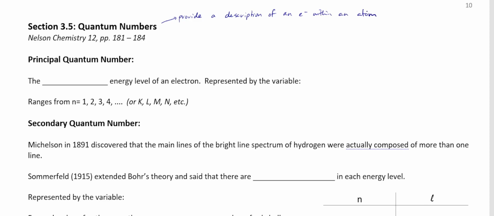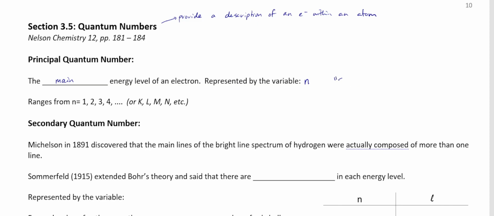There are four quantum numbers that we're looking at, and the first quantum number is the principal quantum number. This should look familiar to you because this is also what existed in the Bohr model of the atom. So this was preserved from the Bohr model to the quantum mechanical model of the atom. This is the main energy level of an electron. It's represented by the variable n.